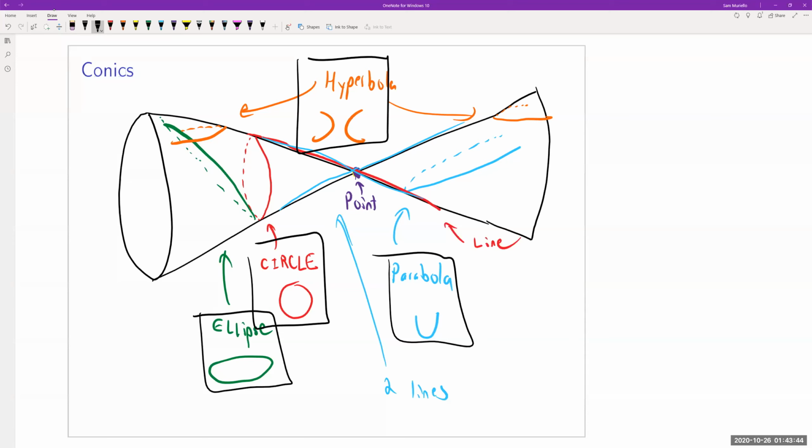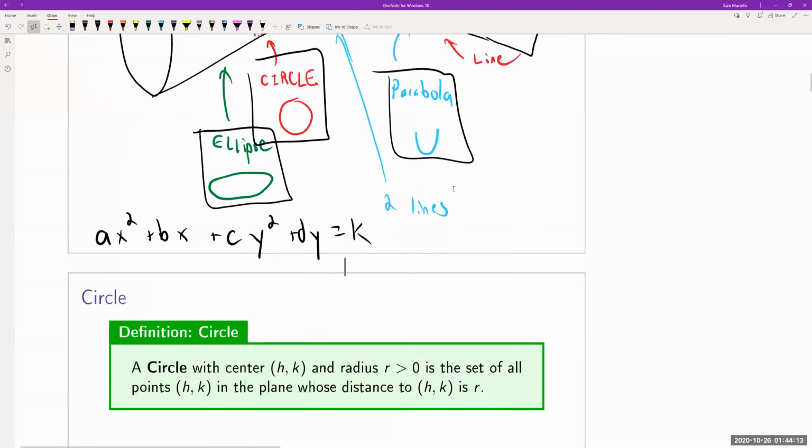Any conic can be created with the generic equation ax squared plus bx plus cy squared plus dy is equal to k. But what we want to do is make these equations a little bit more specific so that we can get more information from the equation in its simplified form, graph it, and determine what type it is just from looking. Let's go through all the examples, and we're going to begin with the simplest one, a circle.